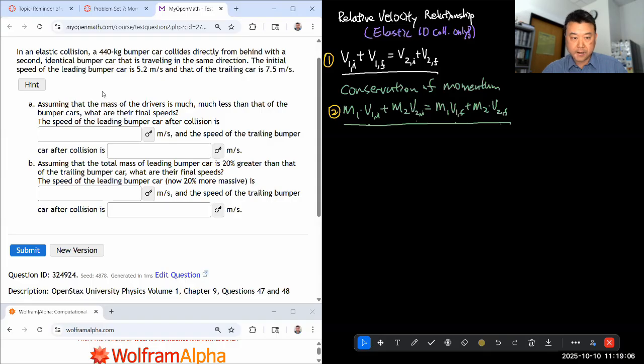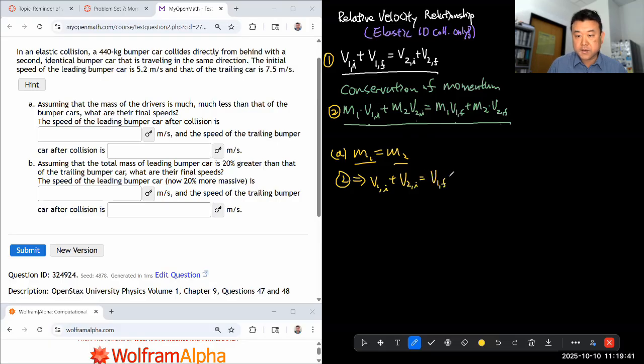So for this part A, they are telling us to assume that M1 is equal to M2, because the bumper cars have the same mass, 440 kilograms, and the drivers' mass doesn't matter. Then the masses are the same. That simplifies these two equations, especially equation 2. From equation 2, you end up canceling all the masses. You have V1 initial plus V2 initial is equal to V1 final plus V2 final.